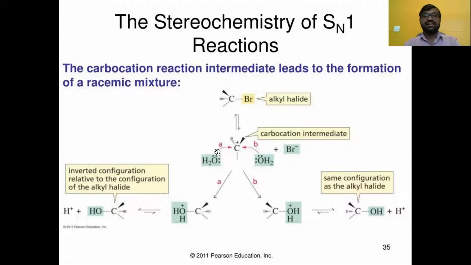So what will happen is that if it attacks from side A, then it will be attached to this side, and a new product is formed. If it attacks from the other side, the opposite side, then water will be attached to this portion. So the point is that basically two products will be formed after the loss of proton. If water attacks from this side, then this enantiomer will be formed. If it attacks from side B, then the other enantiomer shall be formed.